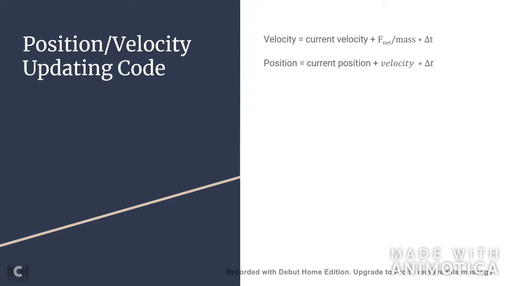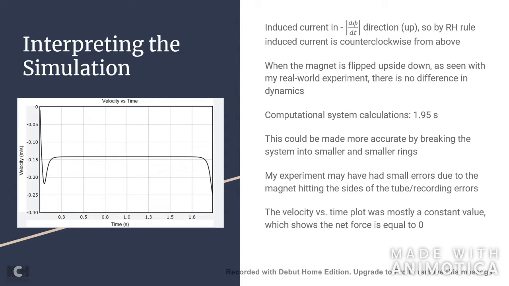I then created code to calculate the updated position and velocity of the bar magnet. The velocity of the bar magnet can be found by adding the current velocity to the net force divided by the mass times the delta t. The position update can be calculated by the current position plus the velocity of the magnet times delta t.